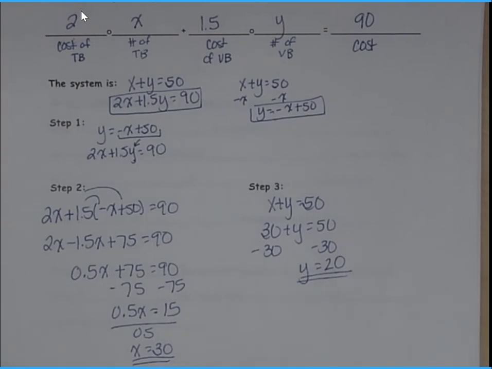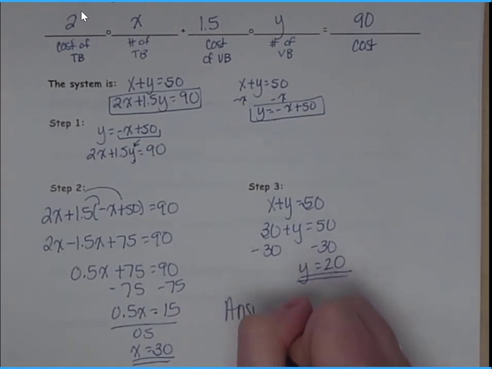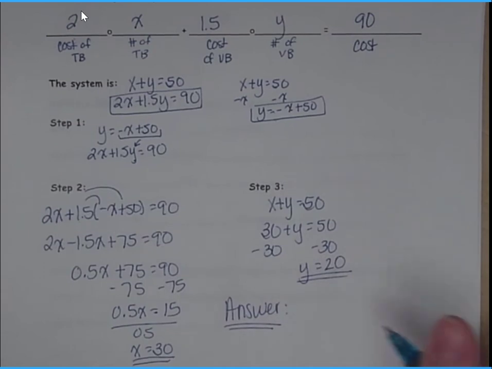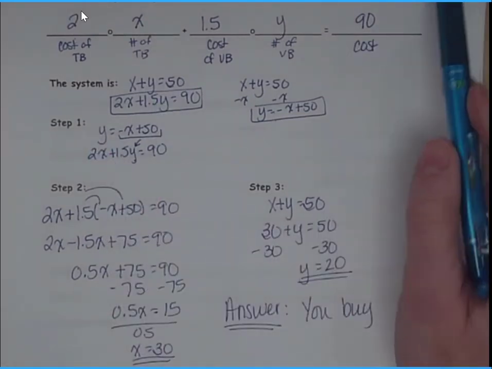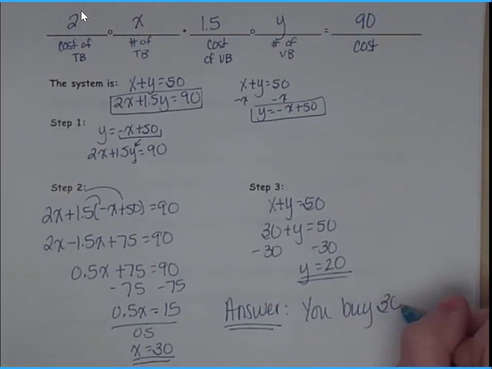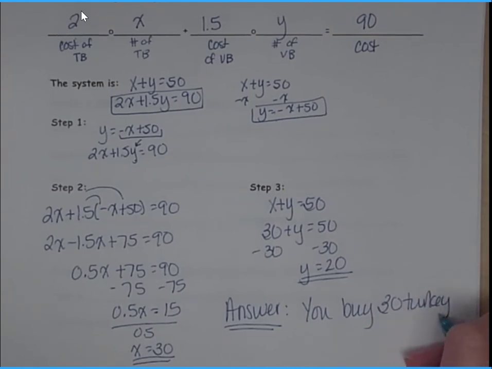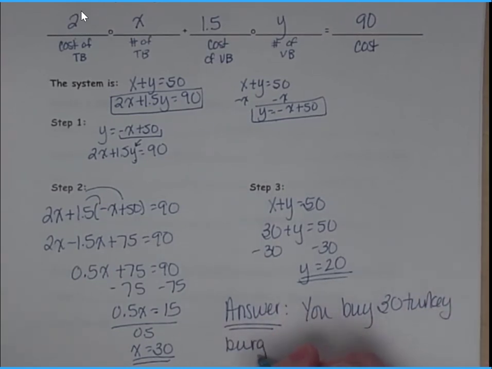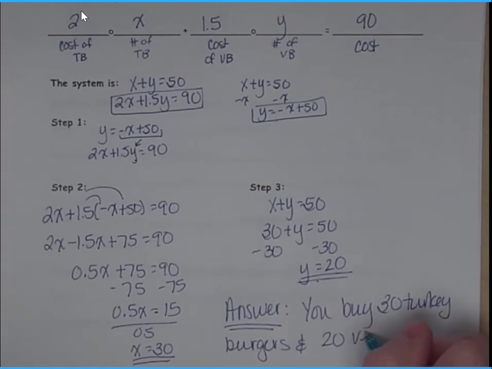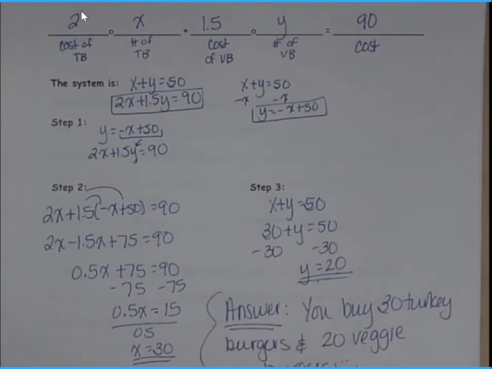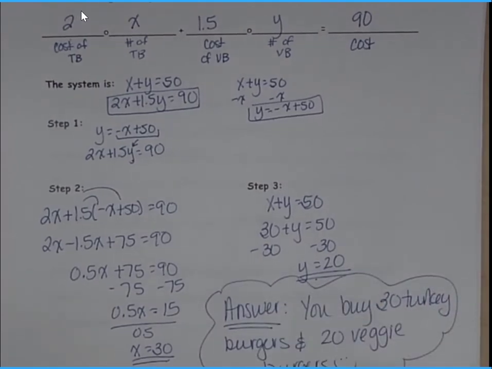Now, let's use a complete sentence here to make sure I actually answered the question. Let's see. You buy 30, so x was turkey burgers. You buy 30 turkey burgers, and y is veggie burgers, and 20 veggie burgers. Oh, don't forget your period.